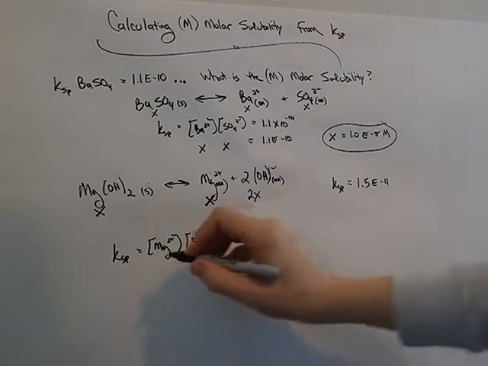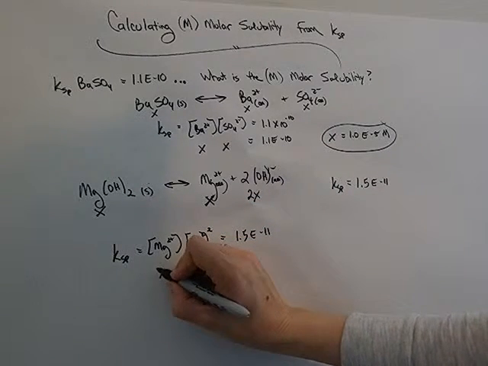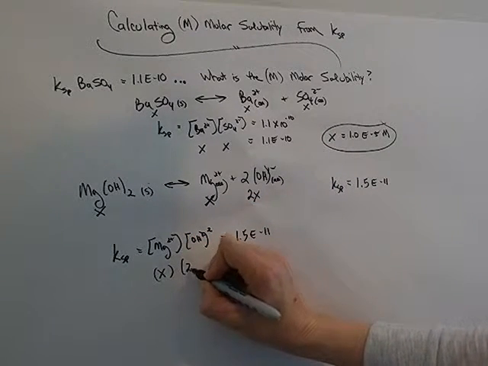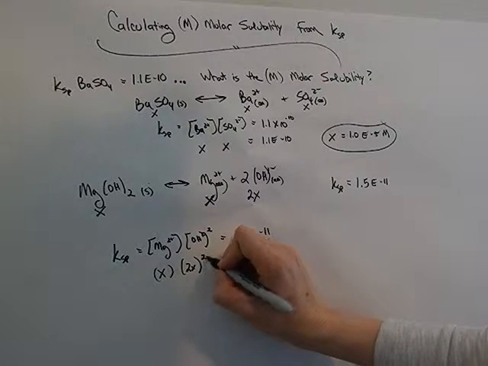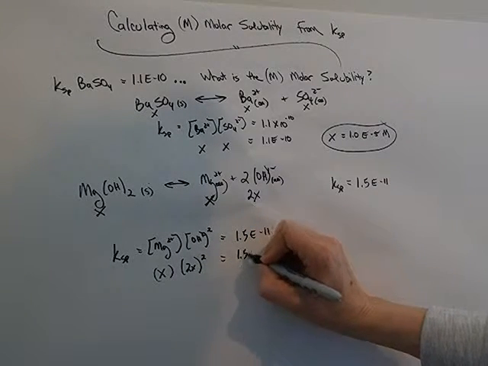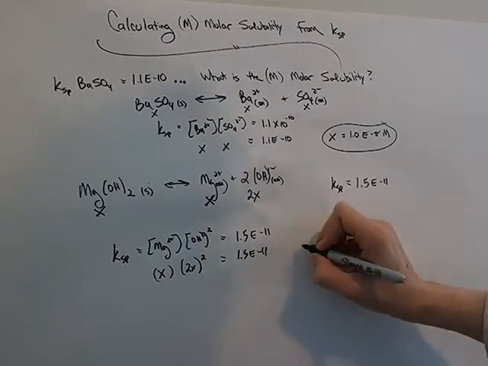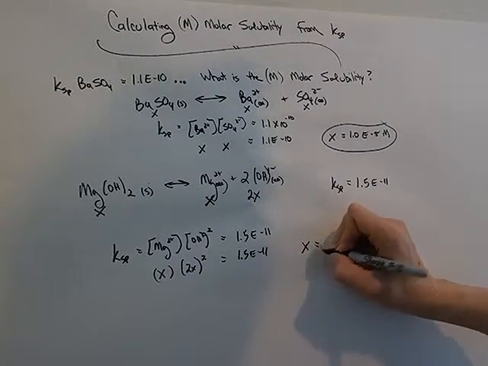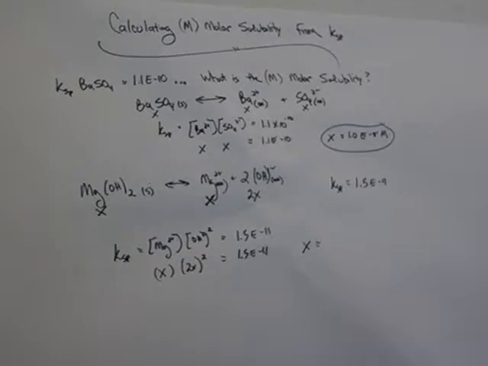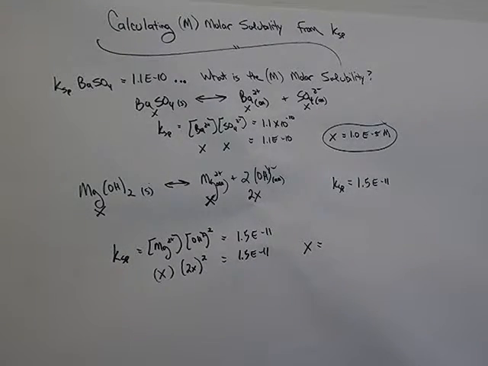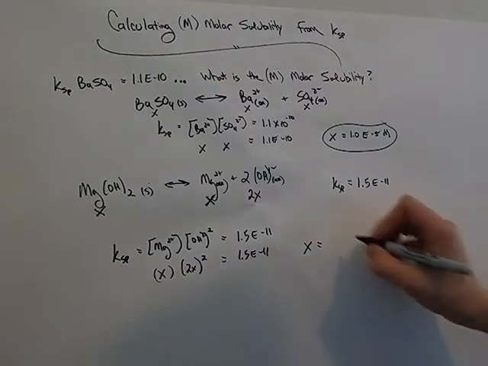So now I go to plug those numbers into my equation, and I'm going to find X times the quantity 2X squared equals 1.5 times 10 to the negative 11th. When you go through and you do all your lovely little algebra here, X comes out to be something wholly different. And I find it to be 1.6 times 10 to the negative 4th.